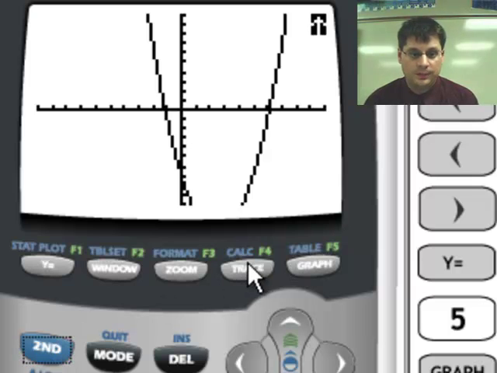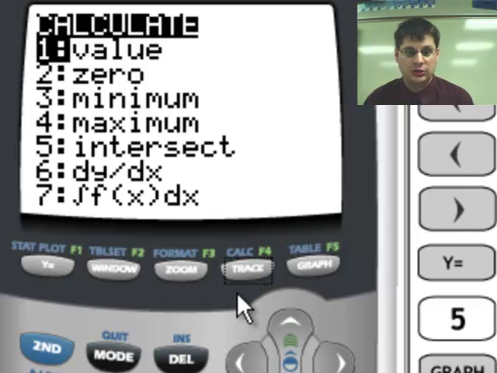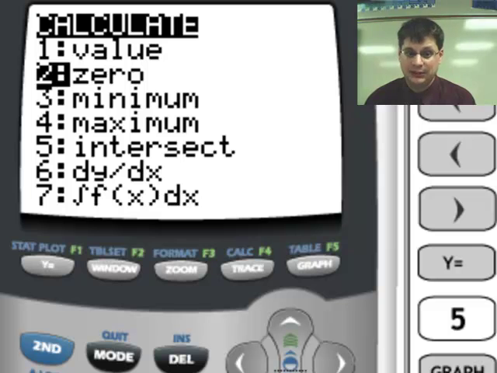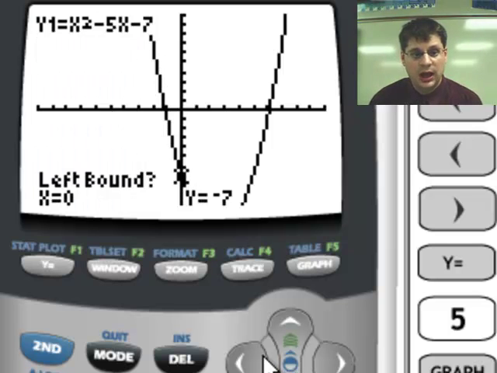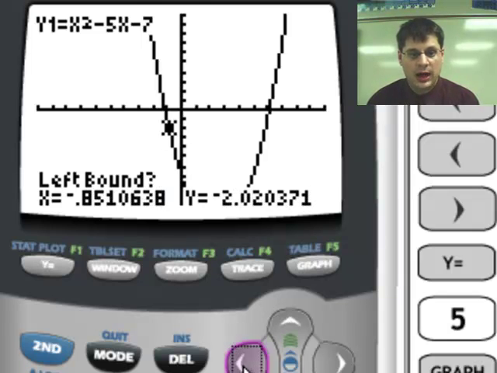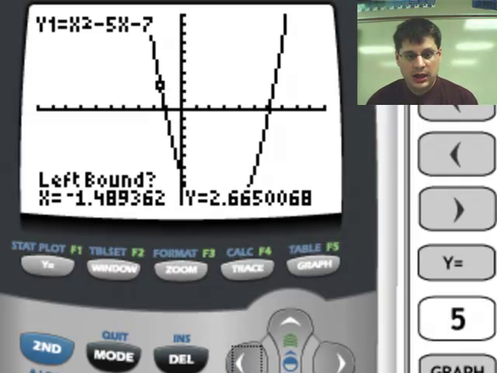So if you don't remember, you might want to write this down. If I want to find that, I'm going to go under second trace. This is my calc menu. And I'm looking for a 0. The calculator calls it 0, so that's one of our 4 names. I'm going to start with the one on the left, so I'm going to go to the left of that intersection. I'm going to press enter. A little arrow pops up there.